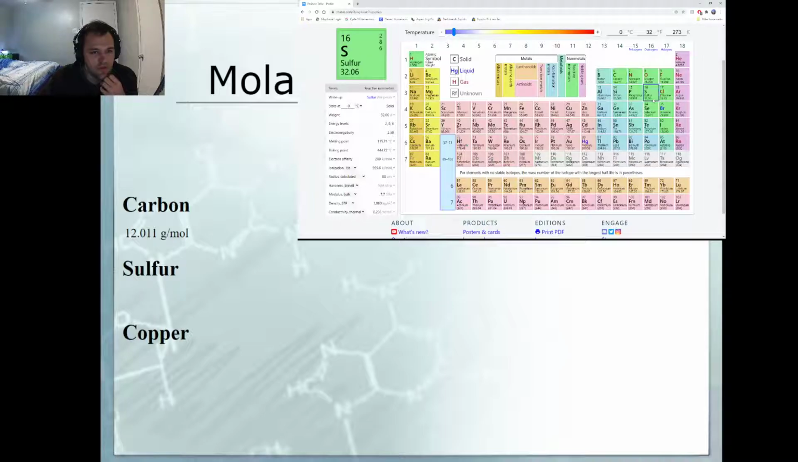Right? Same deal with sulfur. Go find sulfur on the periodic table. You find its atomic mass of 32.06, and that tells you that 1 mole of sulfur is going to weigh 32.06 grams.